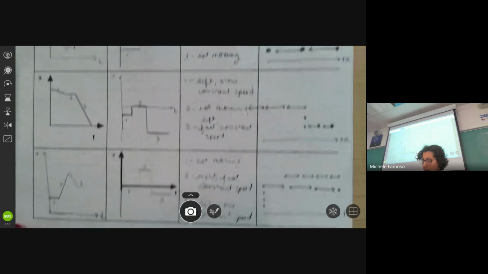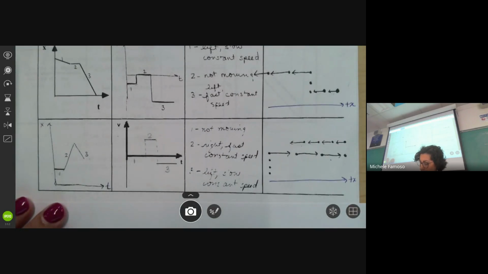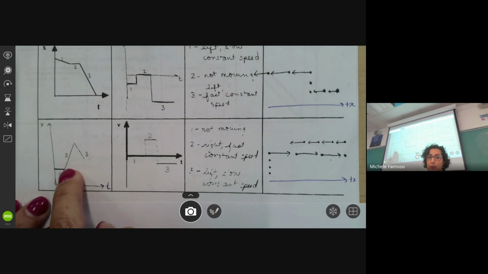Last one on page 28. What did I give you? I think I gave you the velocity time graph, line segments 1, 2, and 3. So line 1 on the position time graph should be a horizontal line. 2 should be a diagonal line with a positive slope, fairly steep. And 3 should be a diagonal line with a negative slope, fairly shallow.